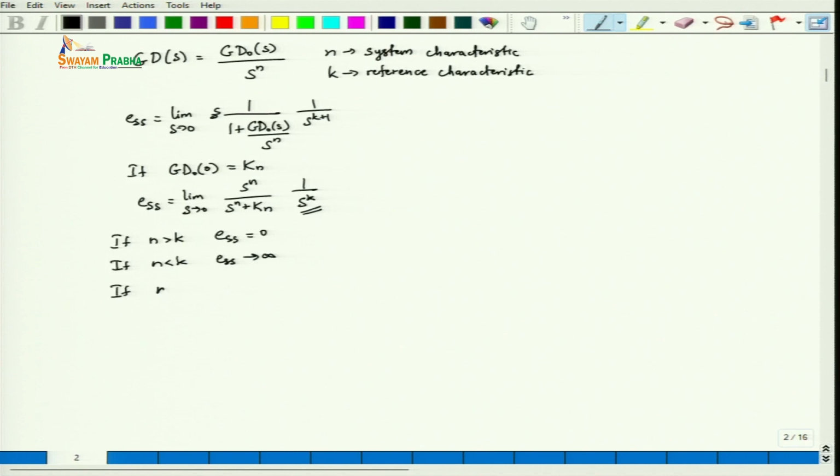Now if n is equal to k and both of them are equal to 0, in that scenario s to the power n and s to the power k will be equal to 1. So the steady state error is basically 1 by 1 plus k0.